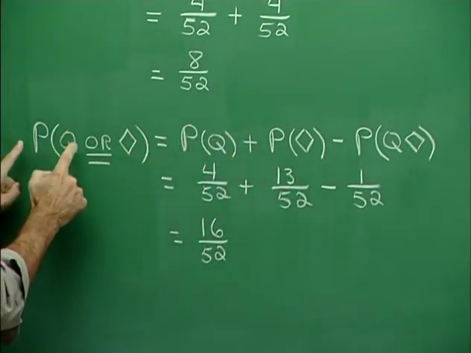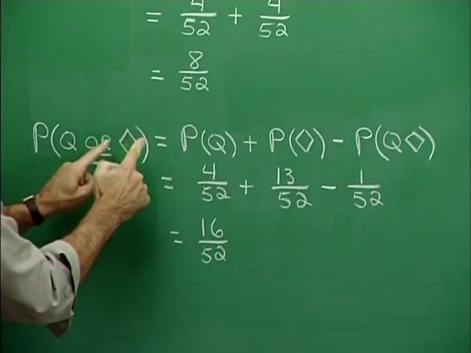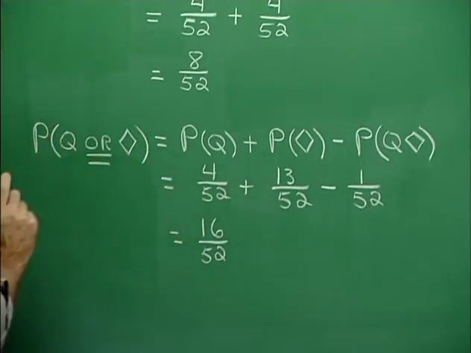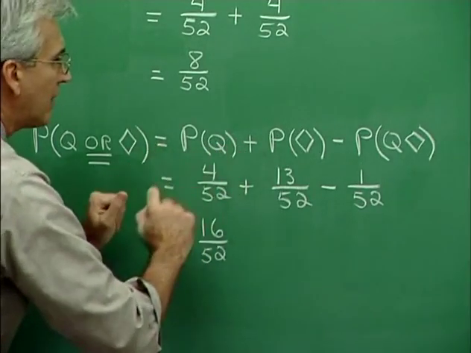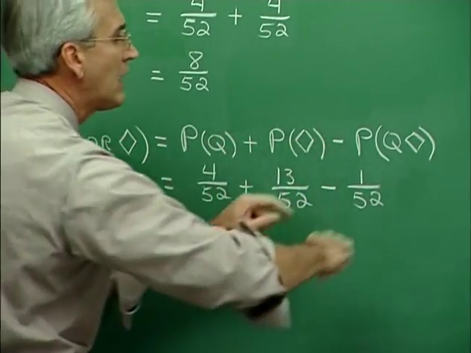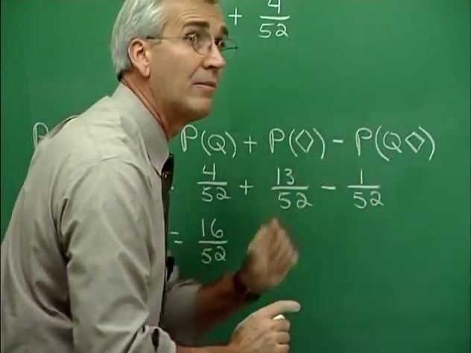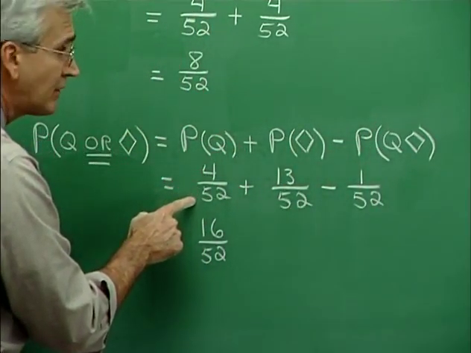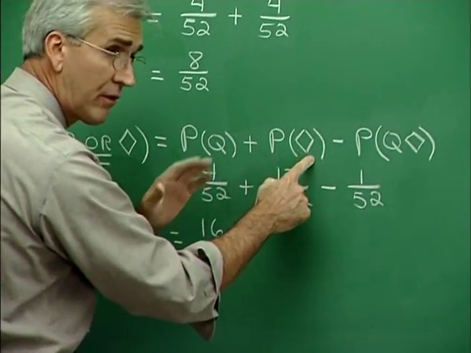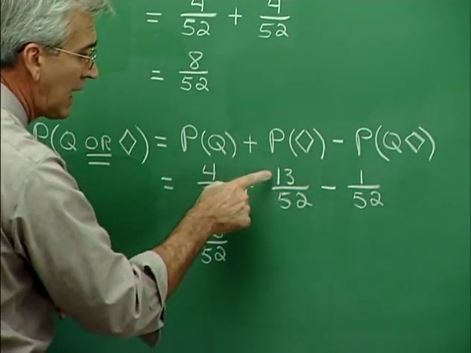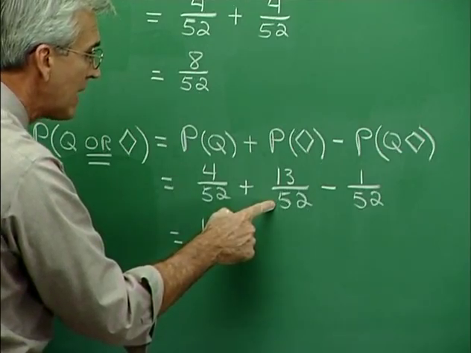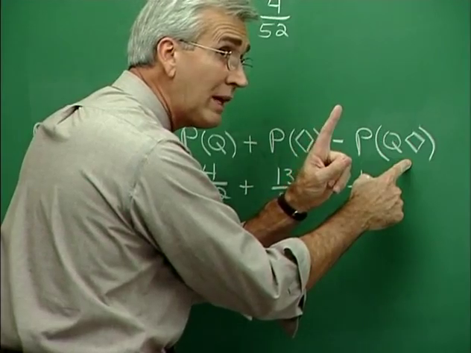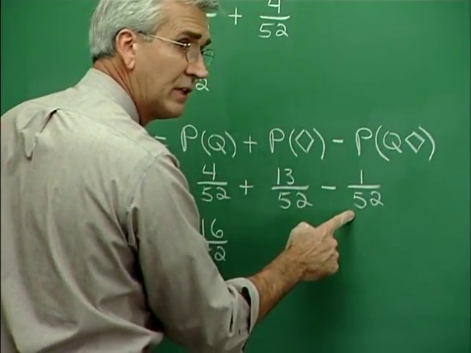Here's what we do. We find the probability of queen, we add the probability of diamond, and we subtract the probability that both of them happen. So it's the probability of a queen, plus the probability of diamond, minus the probability of the queen of diamonds. The probability of queen: there are 4 queens in the deck of 52. The probability of diamond: there are 13 diamonds, so the probability of drawing a diamond would be 13 in 52. And the probability of drawing the queen of diamonds, since there's only 1 queen of diamonds in the deck, would be 1 in 52.